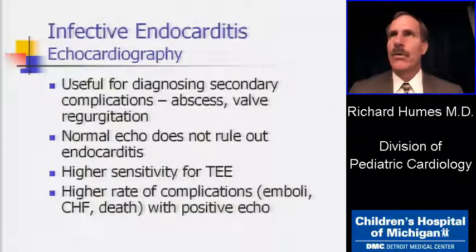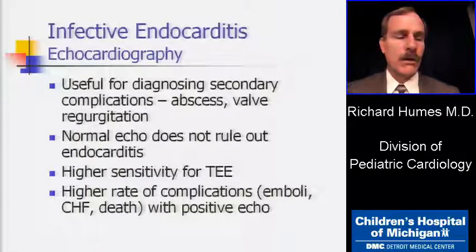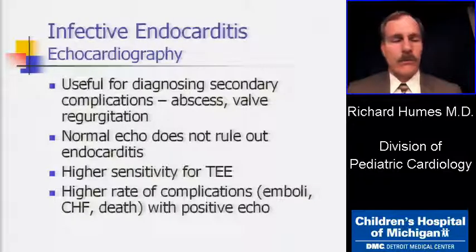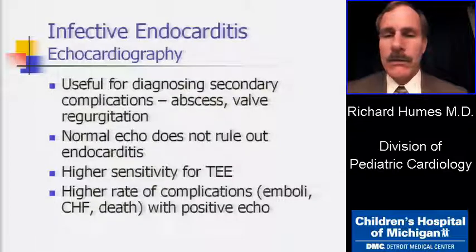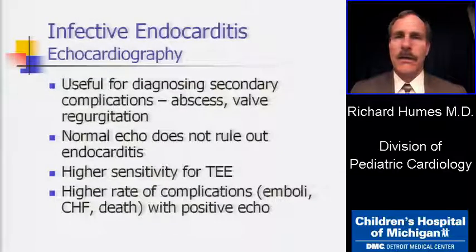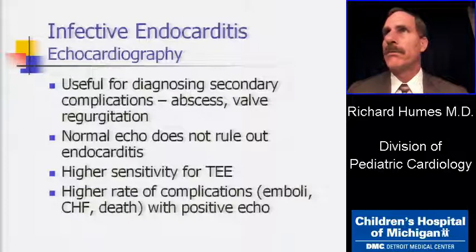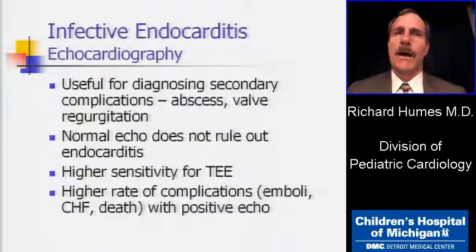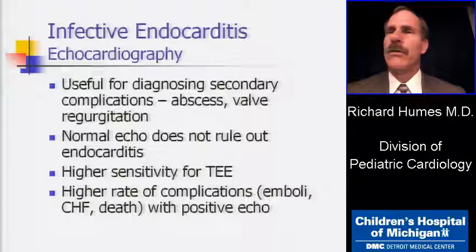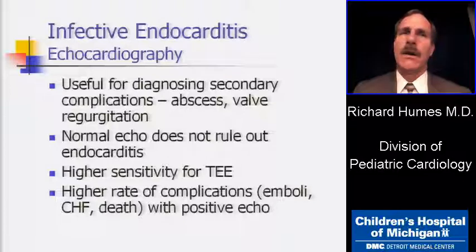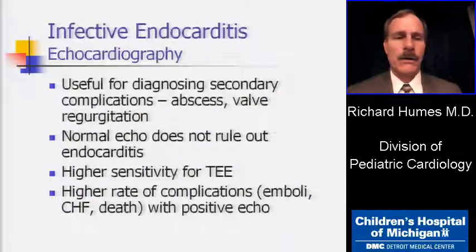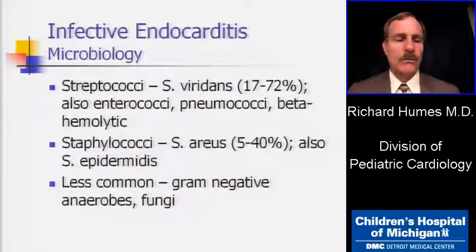There has been noted to be a higher sensitivity for transesophageal echo, or TEE, and there's a higher rate of complications with positive echo, such as emboli, congestive heart failure, and death. I would generally say that the echo is something that should be done when endocarditis is suspected strongly. Ideally, you get your blood cultures, you get a positive blood culture, and you get an echo to see the issues there, not necessarily doing everything all at once, but that is not always followed.